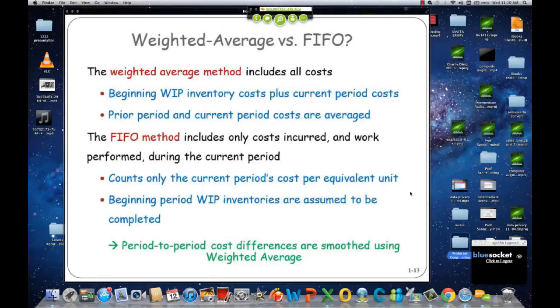What weighted average does, you have these partially completed units from the previous period. It just counts them in your costs. So it smooths the cost, takes the weighted average, although it includes those partially completed units from the previous period in your calculations of cost.